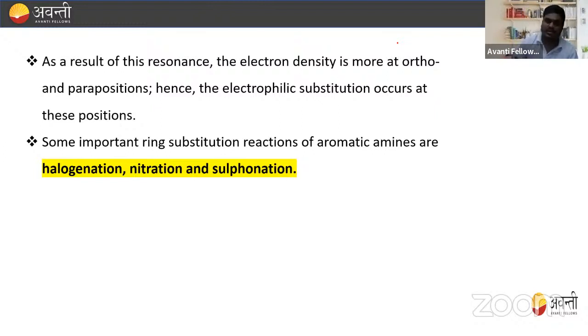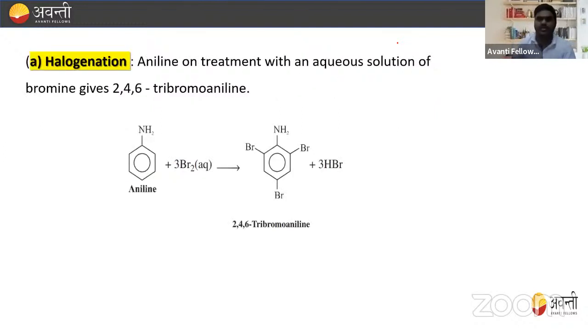Some important ring substitution reactions of the aromatic amines are halogenation, nitration, and sulfonation. So let's see them one by one. If I'm talking about halogenation, aniline on treatment with an aqueous solution of bromine gives 2,4,6-tribromoaniline. Always remember this. Whenever aniline is treated with aqueous Br2, this will give 2,4,6-tribromoaniline. This point is very, very important.